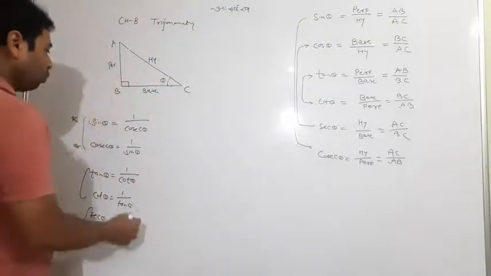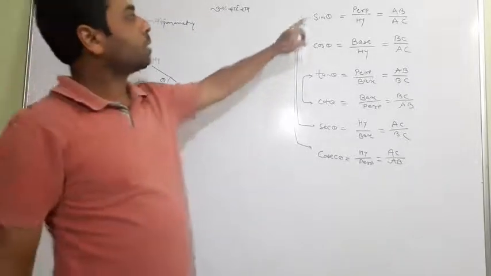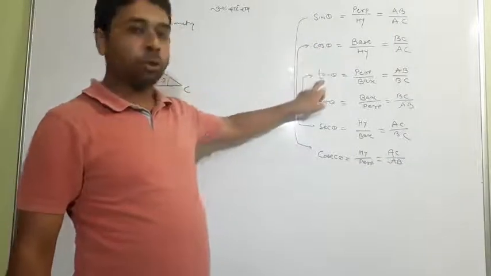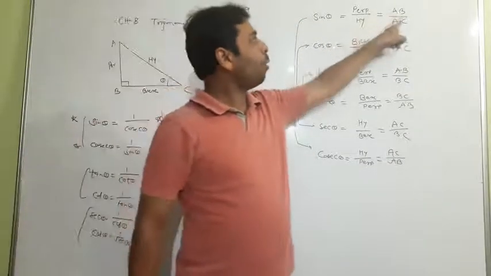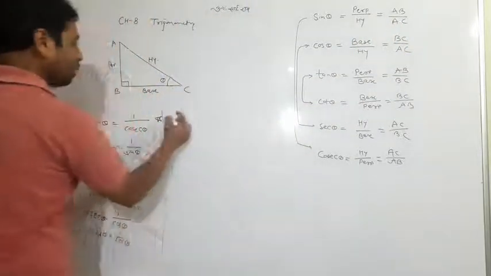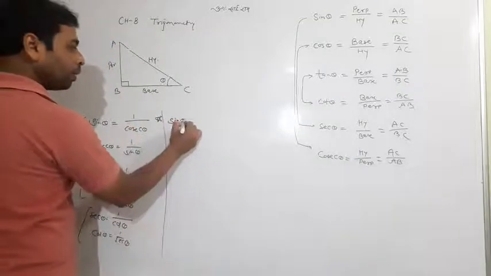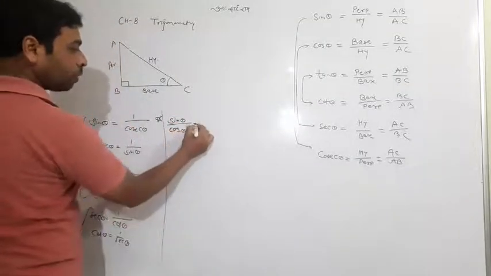Now what I am going to teach you here. Look at properly. Look at the two things, sine and cos, and tan also. AB upon AC and BC upon AC. We have two ratios here. I ask you one thing. If you just do experimental work, sine theta upon cos theta, what will you get?